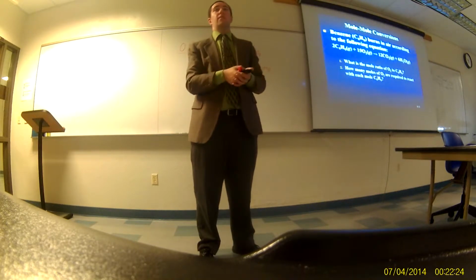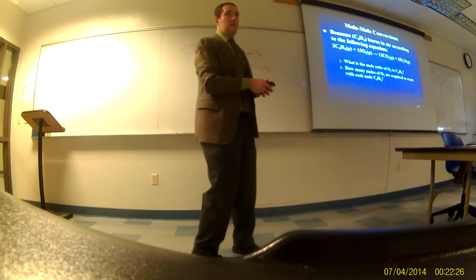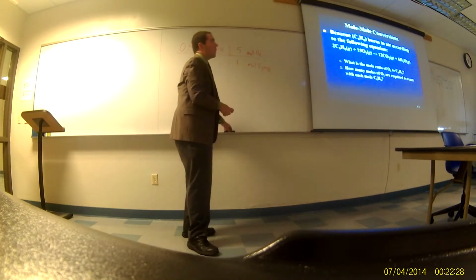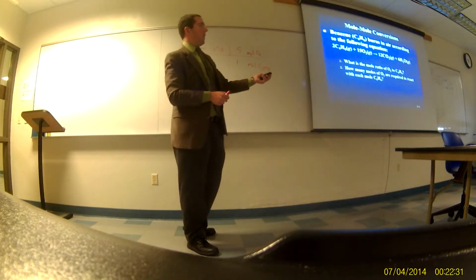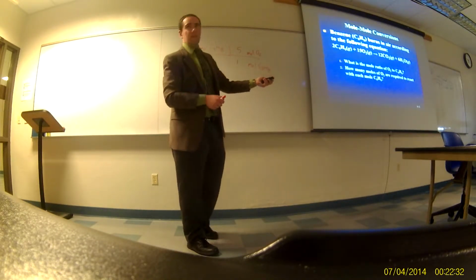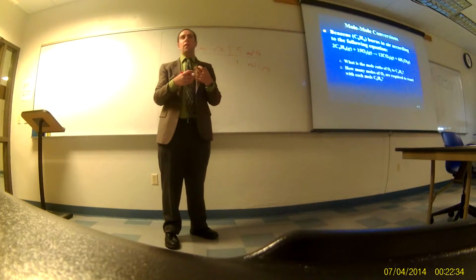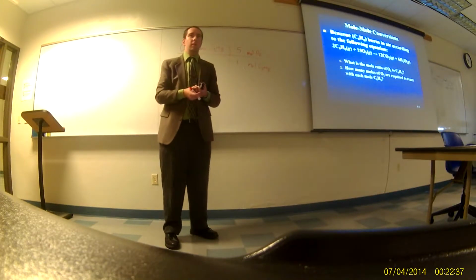Half of 15 is 7.5. Right, but we can't have 7.5 of anything. You can't put a coefficient there, which is why it is 2 and 15, but you can have 7.5 moles of something. Okay. All right.